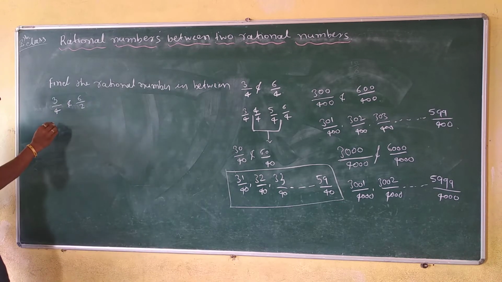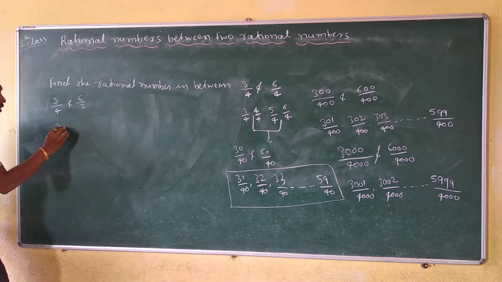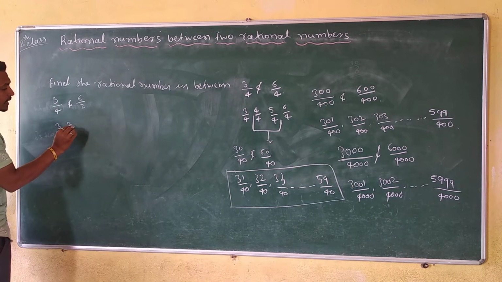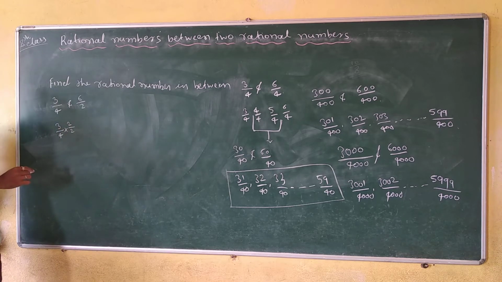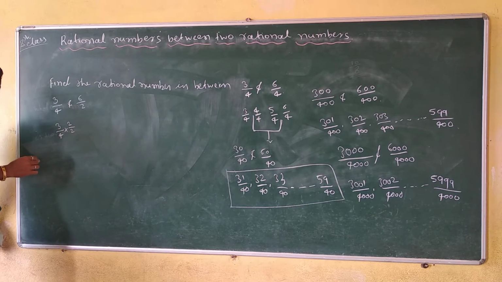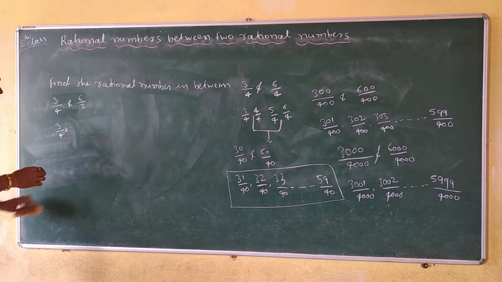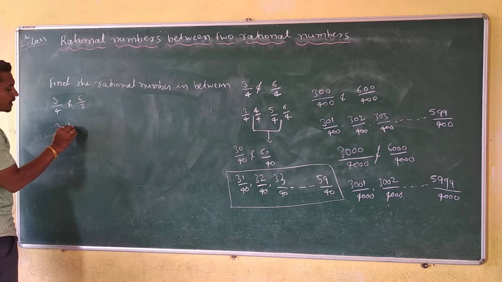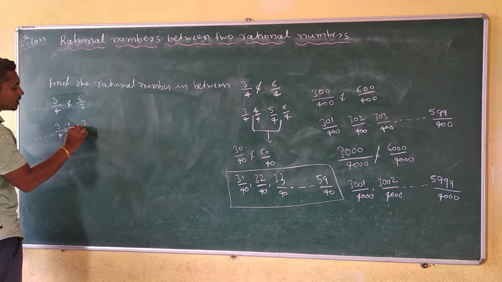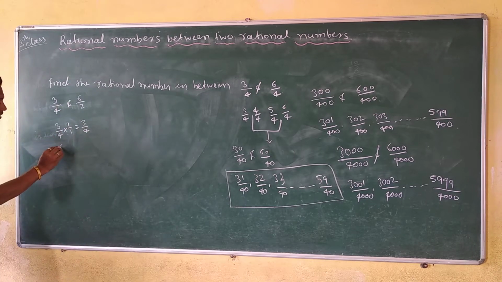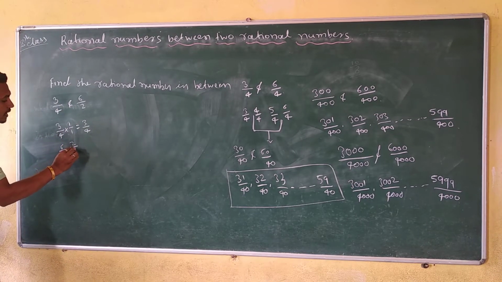How is it? See here. 3 divided by 4 into 2 divided by 2, or 3 divided by 4 into 1 divided by 1, is equal to 3 divided by 4, and next 6 divided by 2 into 2 divided by 2.